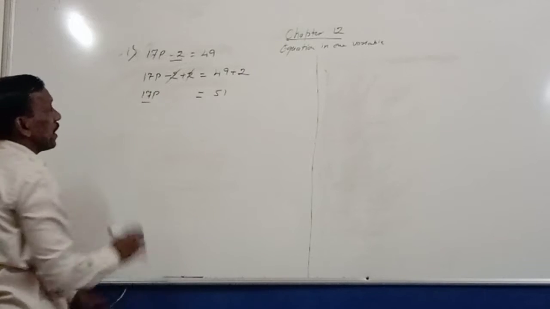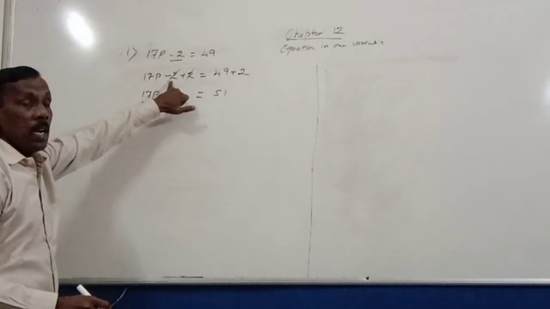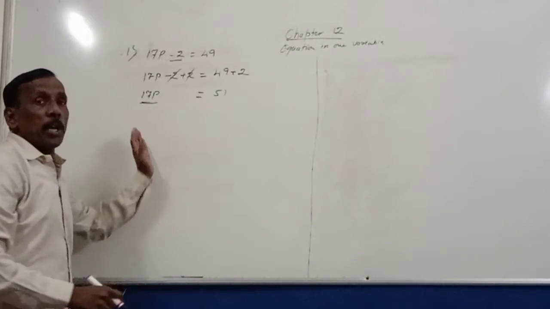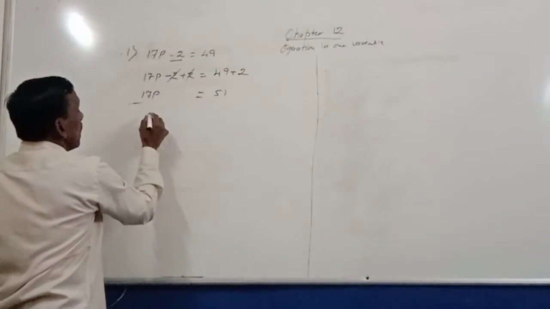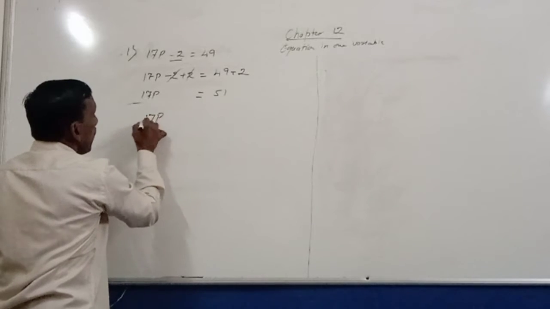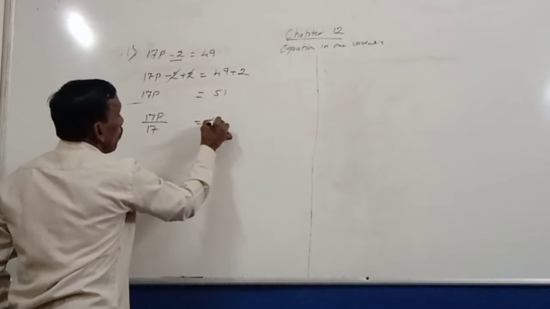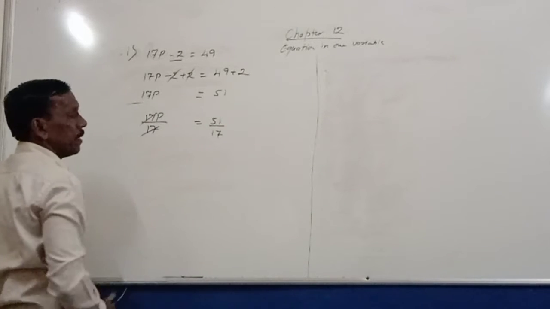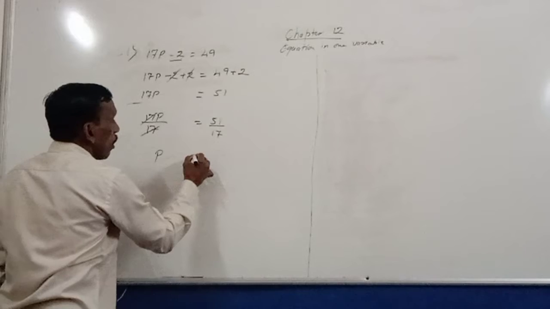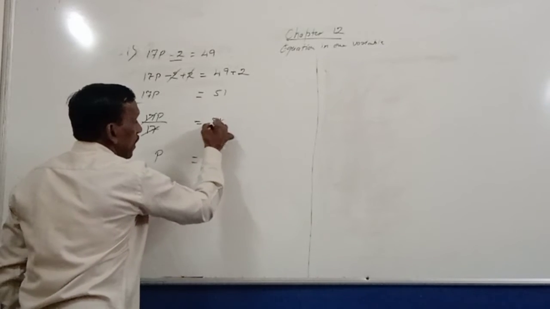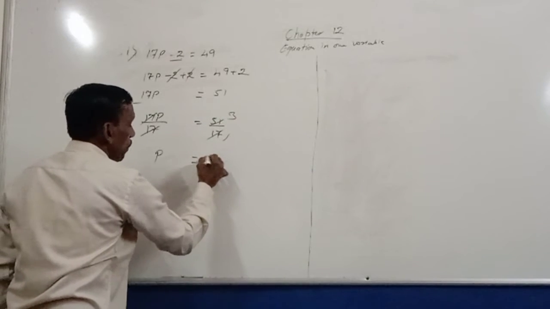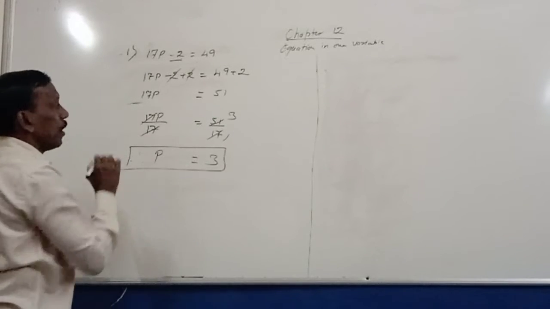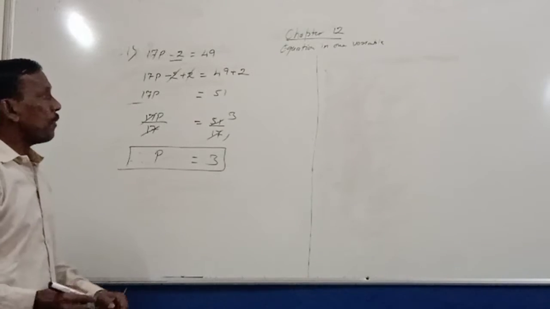Now it is multiplication. Adding and subtraction are over. Now multiplication is there, so we have to divide here. 17p upon 17 is equal to 51 upon 17. Now this 17 cuts, so P is equal to 51 upon 17. 17 threes are 51. Therefore, P is equal to 3. Understood everyone? Same like this, if I go for the second one.